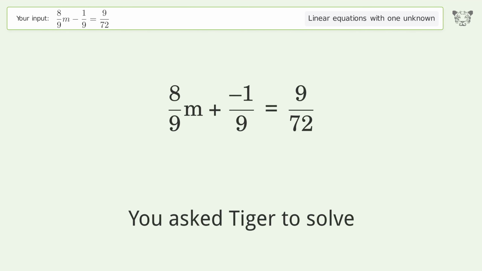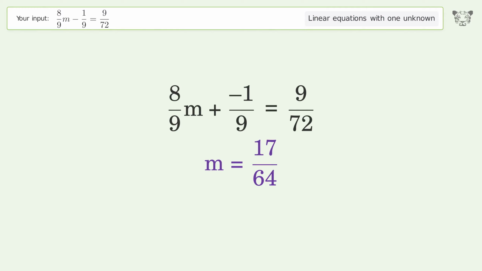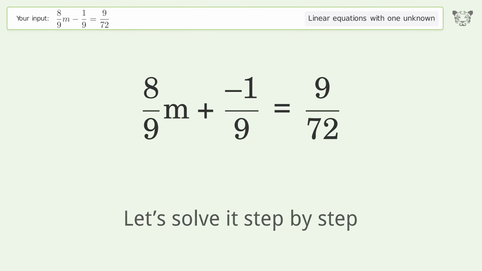You ask Tiger to solve. This deals with linear equations with one unknown. The final result is m equals 17/64. Let's solve it step by step.